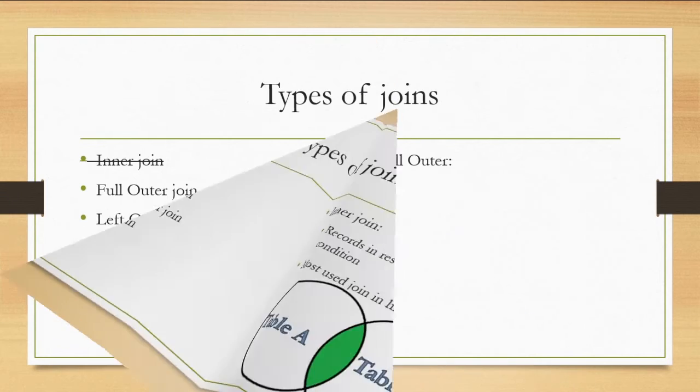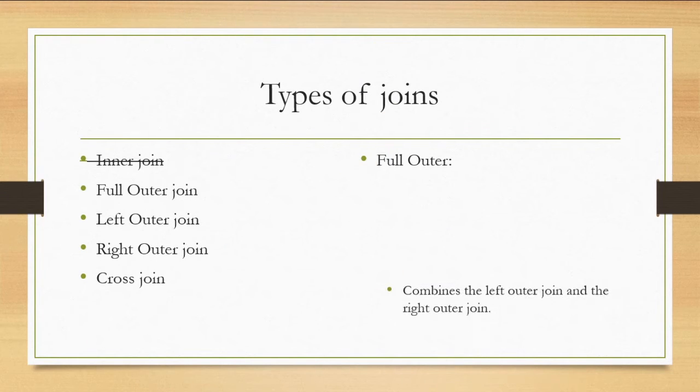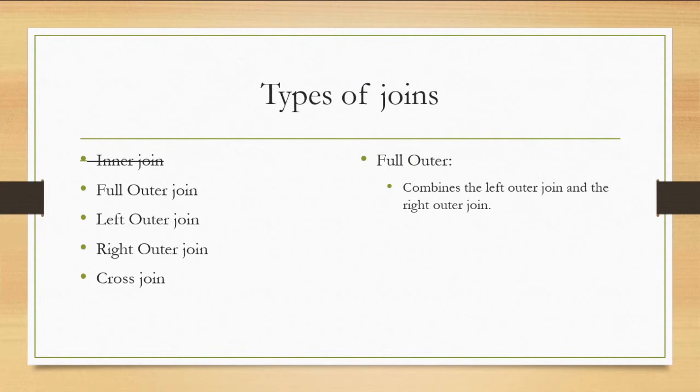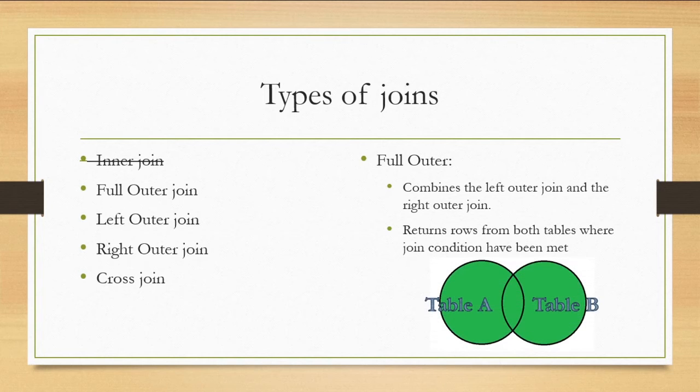Let's look at the full outer join. The full outer combines the left outer join and the right outer join. Returns rows from both tables where join conditions have been met. So as you can see, both tables are green, so it returns all the rows from both tables where the join condition has been met.